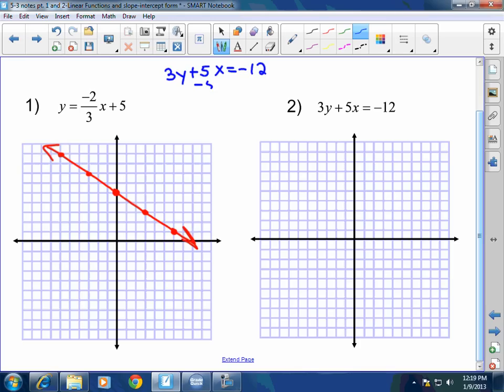That's exactly the right way to start. You subtract 5x from both sides. Good job. So 3y equals -5x minus 12. Okay, here's the tricky part. What do we do?